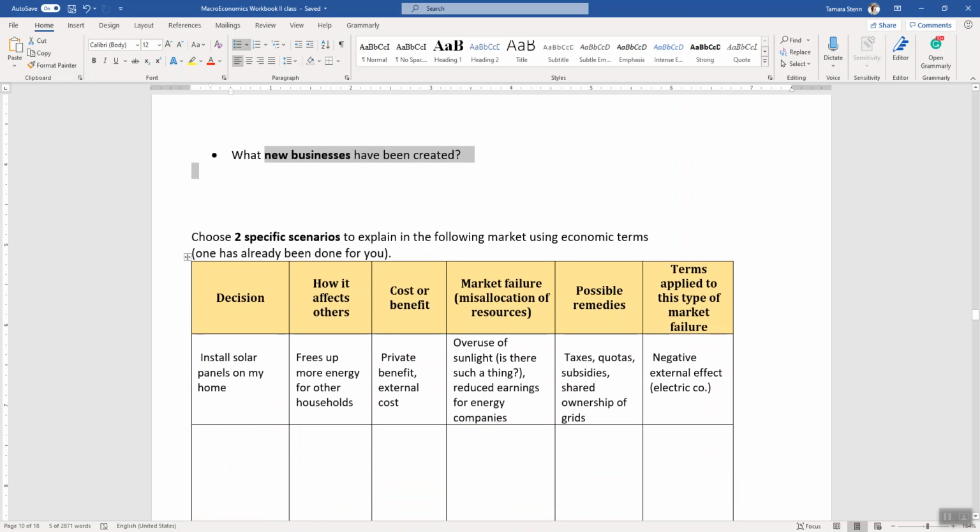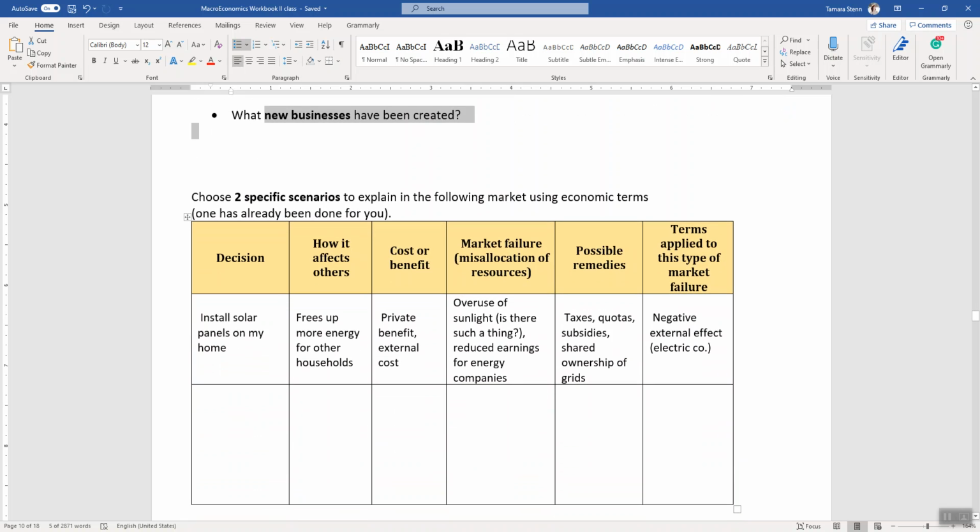Now you get to choose 2 scenarios to explain, and I already did one, so there's only one left for you. Thanks, Professor, for giving you a break. So here, for example, here's a scenario. I'm going to put solar panels on my home. That's my decision. How did it affect others?